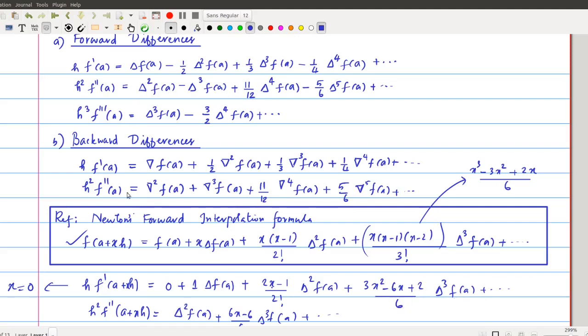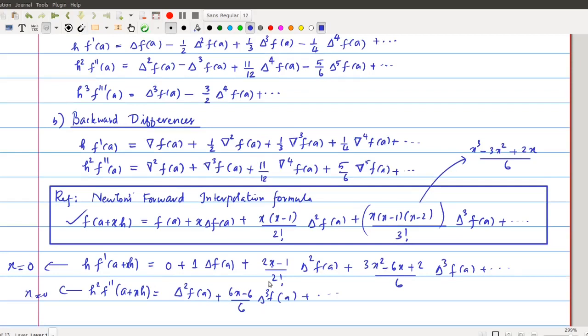In order to get the second formula, you need to put x equal to 0 in the second expression. Similarly you can write the third derivative and put x equal to 0, and then you will get all these forward difference formulas. Now if you start with Newton's backward interpolation formula and perform the same thing, you can get the backward differences formulas. So these are the two important formulas in numerical differentiation.